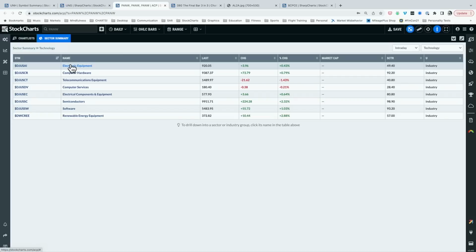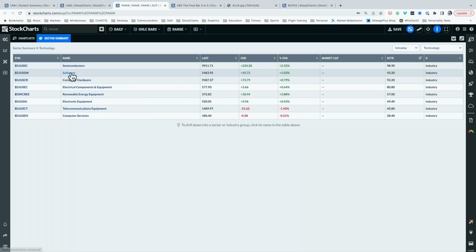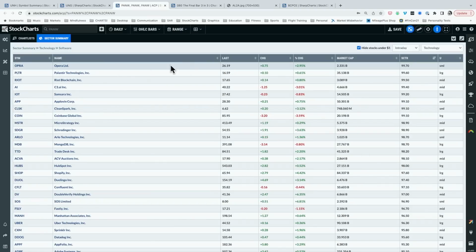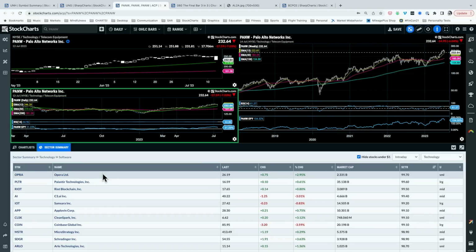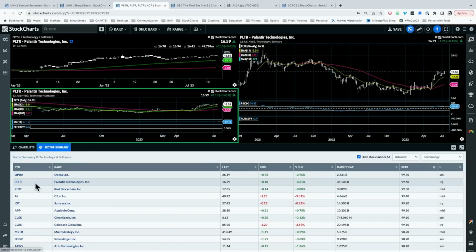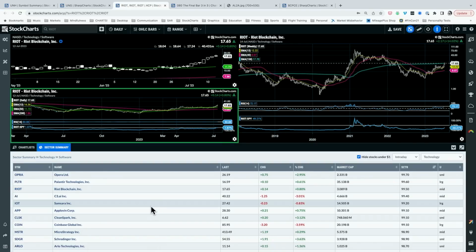I can click on technology and sort the industry groups within the technology sector by their Scooter rankings. So I can see what groups are leading this sector higher, which ones are struggling. If I click on software, I can then sort that list of stocks by their Scooter rankings. Then I can bring this table down, click on the charts, and go through the list of charts and look at my ACP view on the names that are scoring the best based on the Scooter rankings.